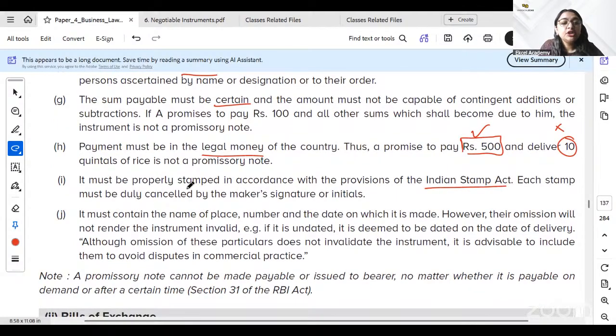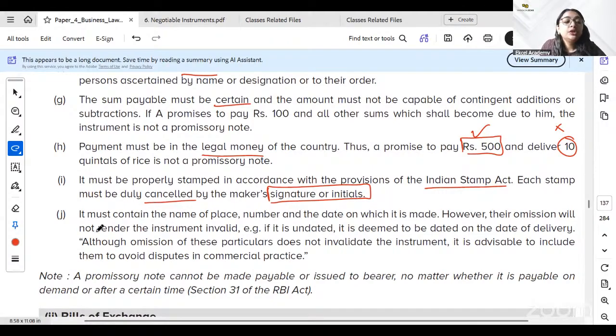Each stamp must be duly cancelled by the maker's signature or initials. All right. So now let's say, for example, you have written a promissory note where you are saying that I promise to pay so and so person such amount of money. But if it is not signed or if it is not stamped, then that will not be a valid promissory note. It must contain the name of the place, number, and the date on which it is made. Basically, all of these information which is relevant for your promissory note should be mentioned here.